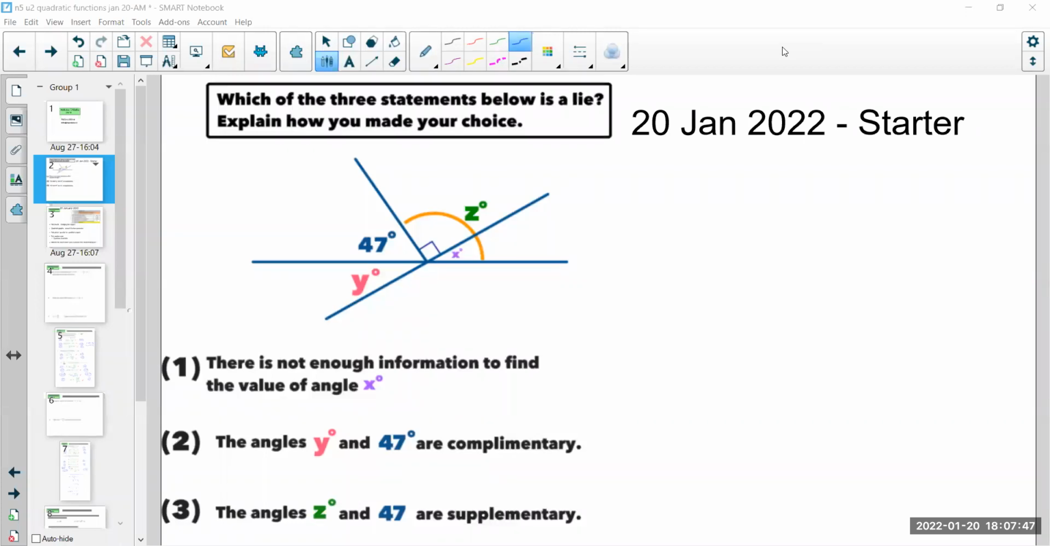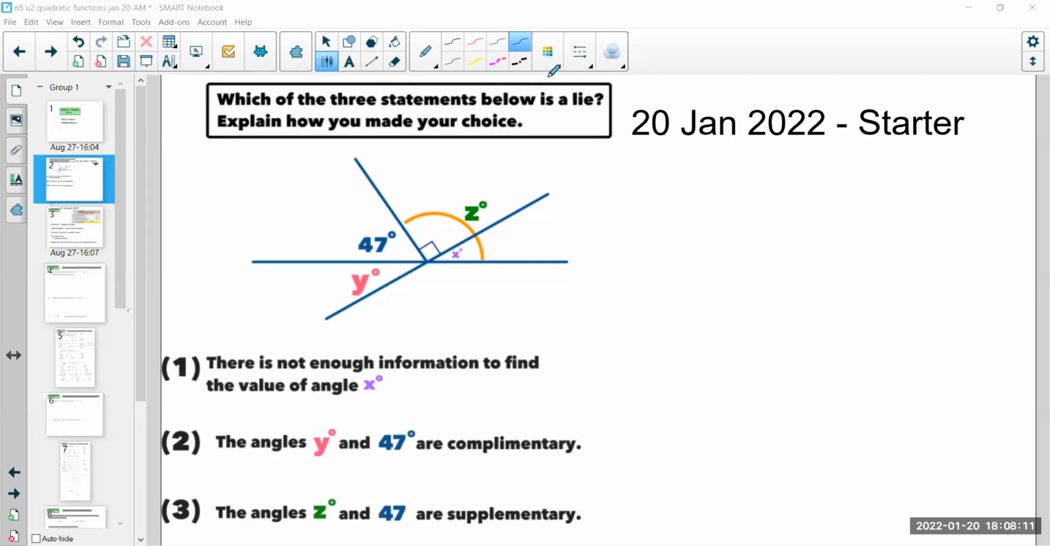Okay, so let's go through the starter question here. We've got three statements here, and I just explained what a complementary angle is. So we said complementary angles would add to 90 degrees.